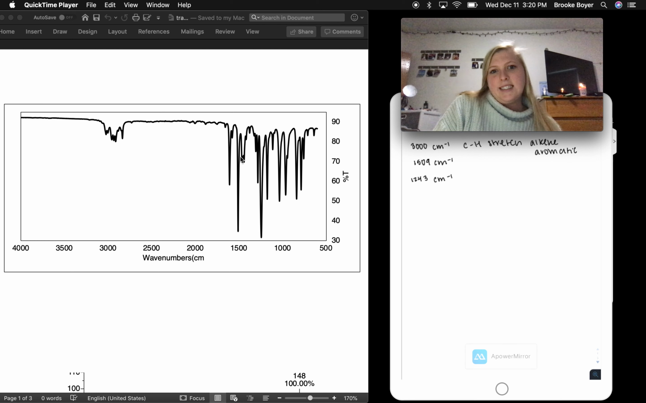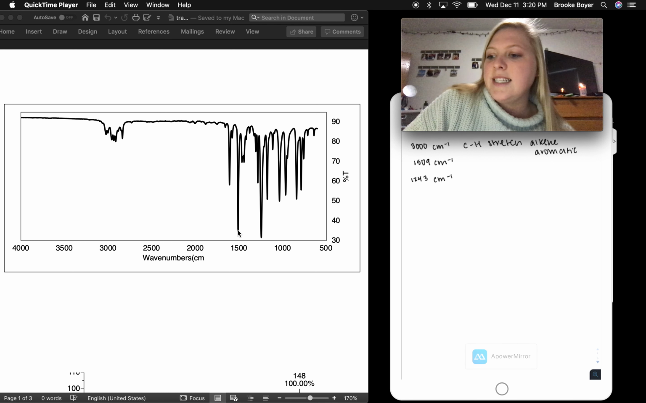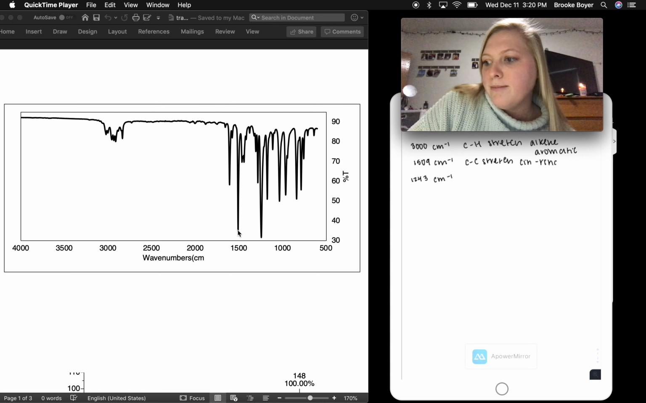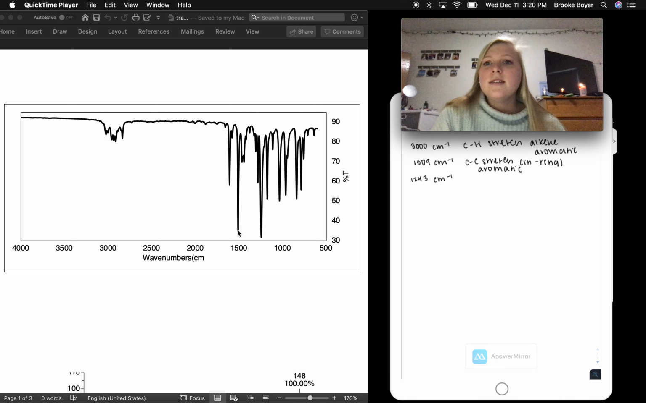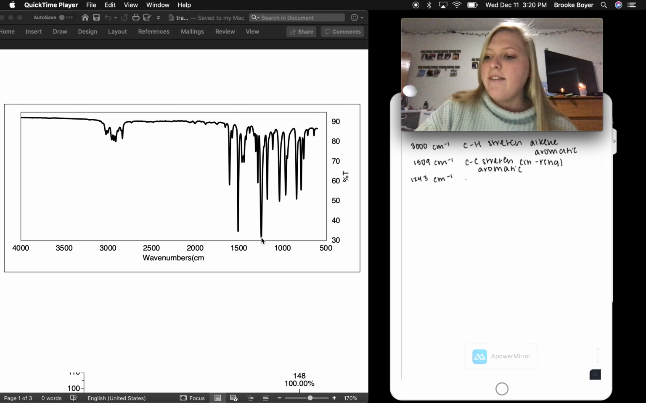The next thing that sticks out to me is the peak at 1509, which tells me that there is a CC stretch, specifically an N-ring stretch. So we know we have an aromatic present in the compound. And the next and final peak that I see is at 1243, a strong peak, and that tells me that I have a CO stretch, specifically for an ether.